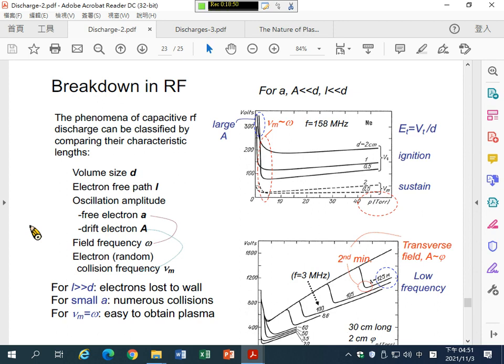If the gas pressure is high, the mean free path is short. So it is inversely proportional to gas pressure. And the oscillation amplitude of electrons comes from two sources. One is the alternating electrical field in the RF system. The frequency of the RF system is omega here.